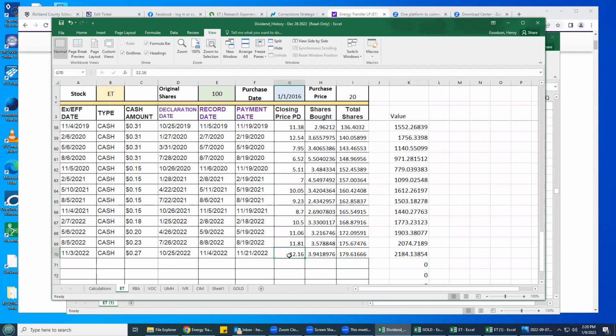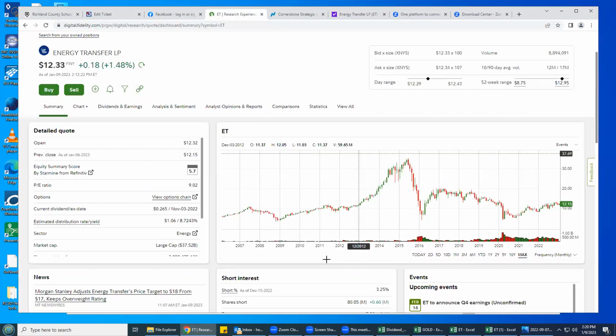So that shows you that even though the stock went down, you paid about $20 in 2016. If you bought up in here, you'd be in worse shape. But basically you don't have to get back to $20 to be even. At $12 now you are ahead because your shares have gone up so much more.